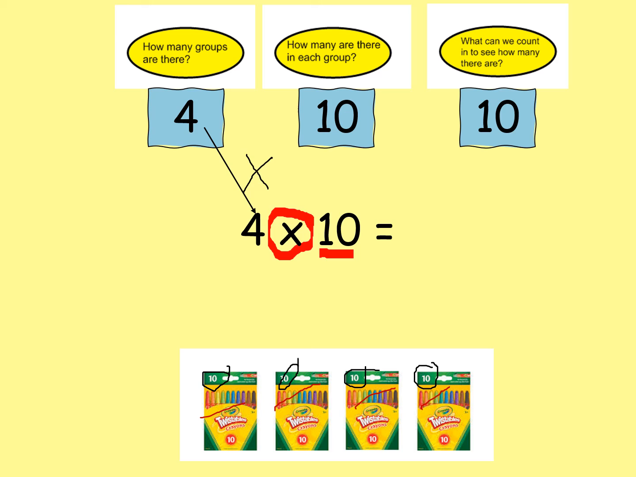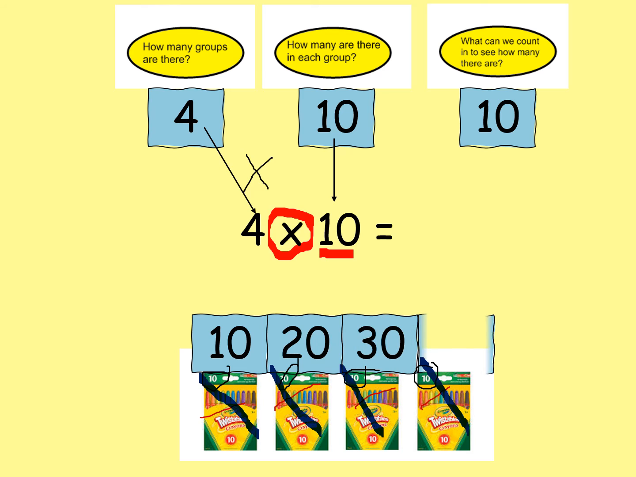Okay, so we know there's 10 in this group. So that's 10, add another 10, 20, 30, 40. So altogether, there are 40 crayons.